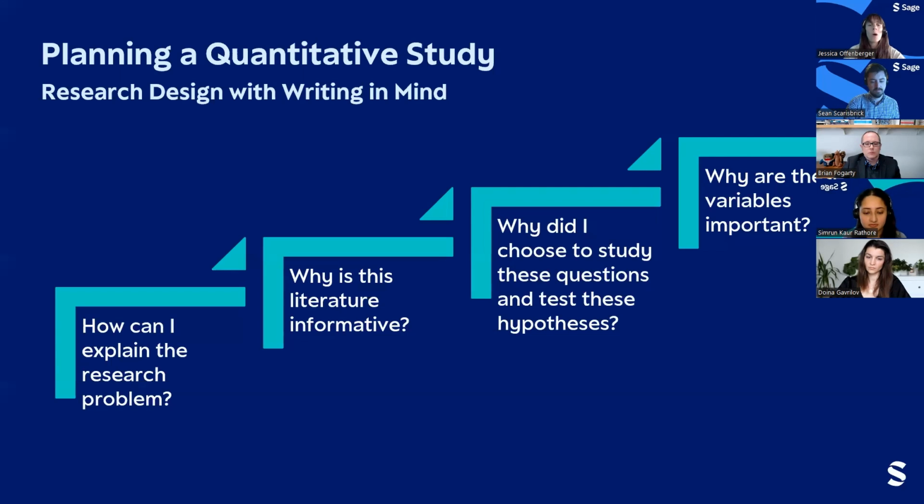And then, why did I choose these questions and test these hypotheses? What makes your research question important? Consider how it builds on current lines of research and inquiry, and what the implications of your research are, both inside of academia and outside of academia. So really understanding why these variables are important and how you can frame that.